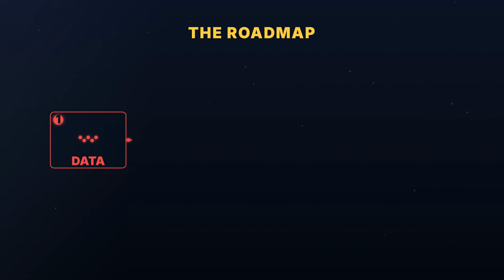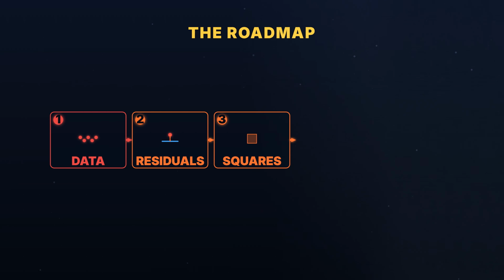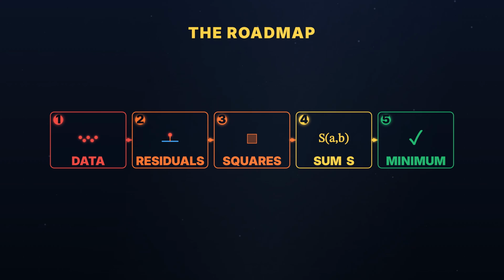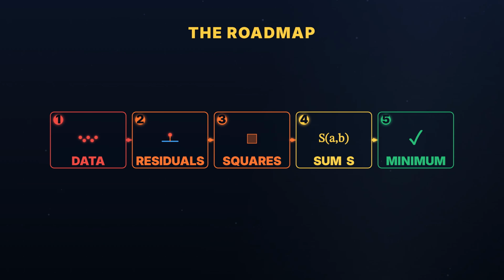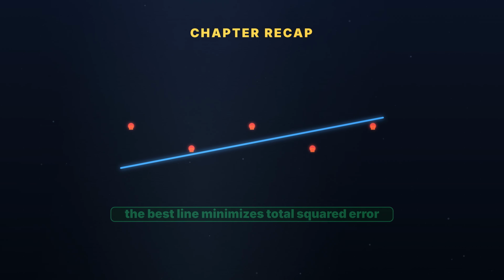A 5-step roadmap: data points, measure residuals, square them into areas, sum into total cost S, and find the minimum. Each stage has its own animated icon, a pipeline from raw data to the optimal line. Let us build it one piece at a time. 5 steps, 1 goal: the line that minimizes total squared error.